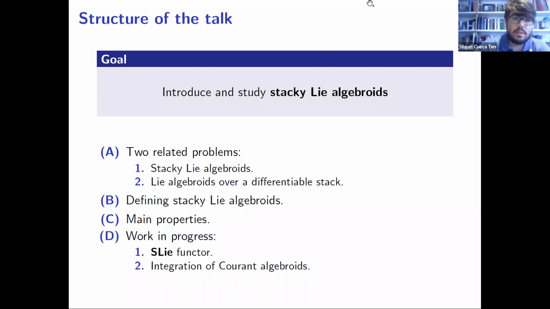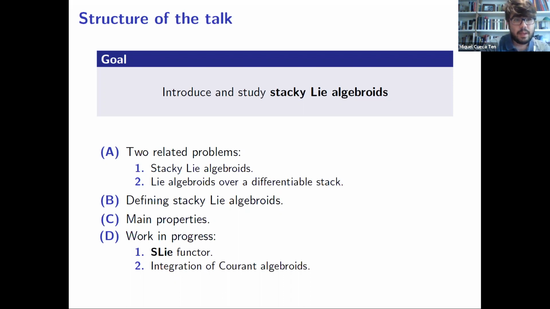So there are two things that I want to do. One is the three items here, A, B, and C, that is more or less what we already have. And then the item D that will be really short, that is what is not done yet, but we are working on. So the talk will begin with a structure, just trying to see what the Stacky Lie algebroids are, and more generally, what a Lie algebroid over a differentiable stack is. Then I will define the Stacky Lie algebroids properly, see their main properties that we have right now. And finally, I will talk about this work in progress.